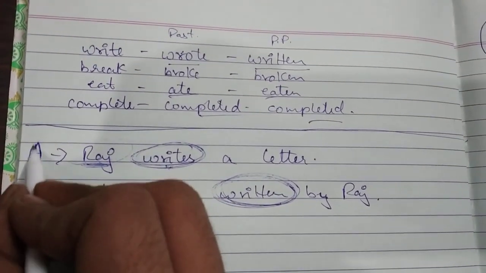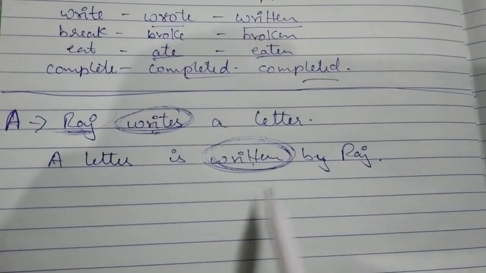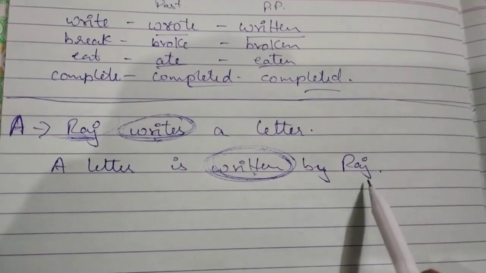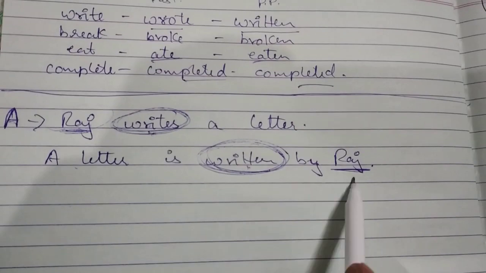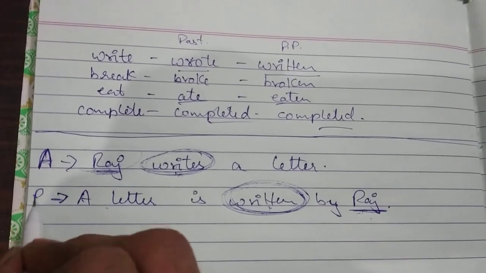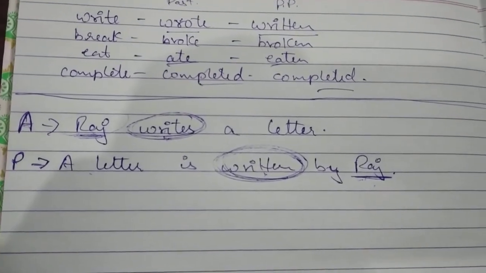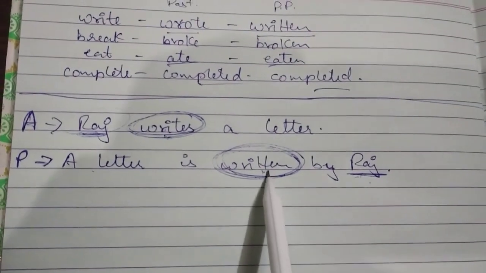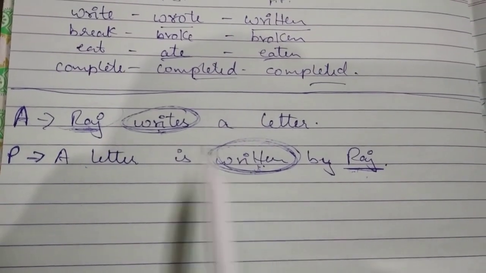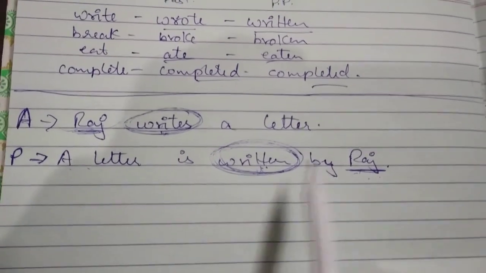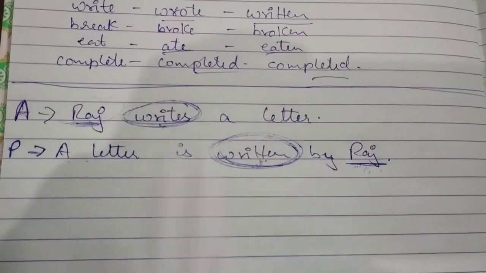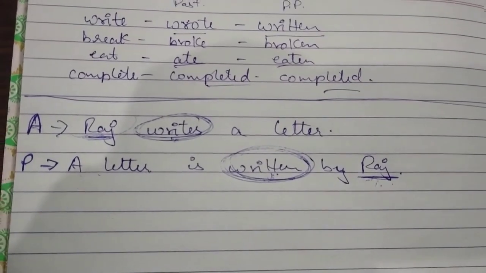Now here also see, the action of writing is going on. Now who is doing this action? Here also Raj is doing the action. But where is Raj coming, at the beginning or at the end of the sentence? At the end of the sentence, so it becomes passive voice. Clear? So to identify whether it is active or passive, you have to see who is the performer of the action. Whether it is coming at the beginning or at the end. If the performer is coming at the beginning, then it is active. If the performer is coming at the end, then it is passive. Clear? Active and passive voice.